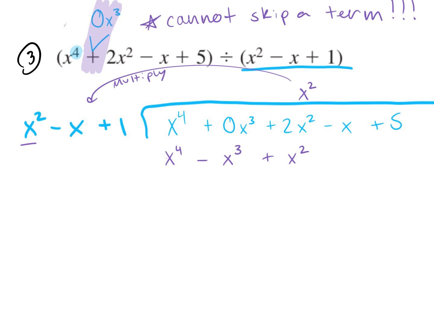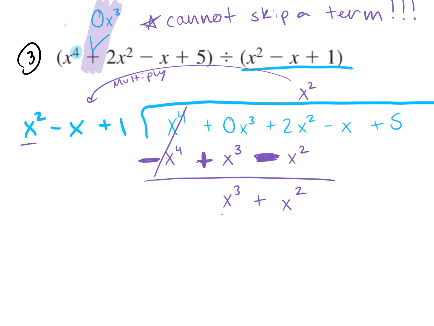After I multiply, what's next? Change the sign. So change the sign, change the sign, change the sign, and then we combine. So the first terms will always cancel. What's 0x cubed plus x cubed? Just x cubed. It's just 0 plus 1, which is just 1. What's 2x squared minus x squared? Just x squared. It's like 2 minus 1, so just x squared.